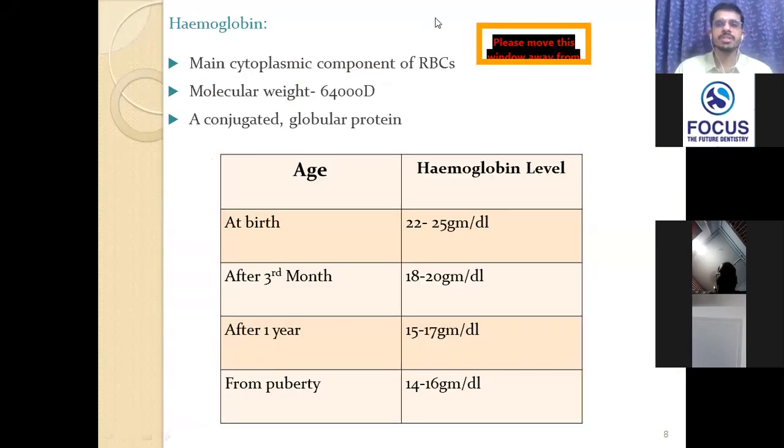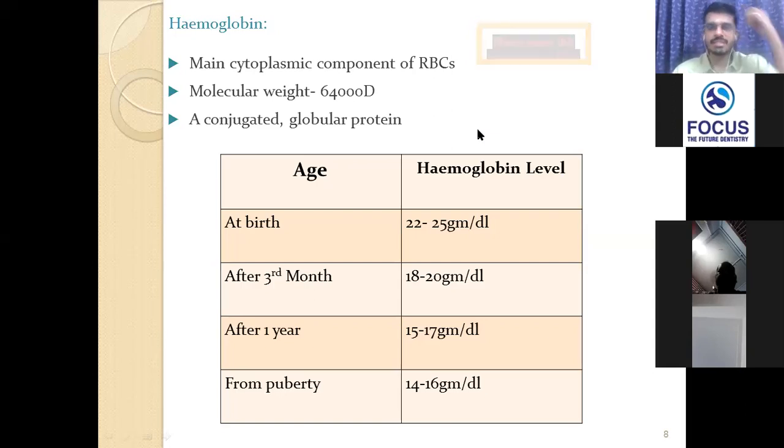Coming to an important component in the cytoplasm of the RBC, which is called hemoglobin. Now, hemoglobin is a conjugated globular protein which has a molecular weight of about 64,000 Daltons, right? And you should remember the values of hemoglobin. It's very, very important. The quantity of hemoglobin decreases from birth till adulthood. So it starts from as high as 20 to 25 grams per deciliter, right up to 14 to 16 grams per deciliter in adults, right?